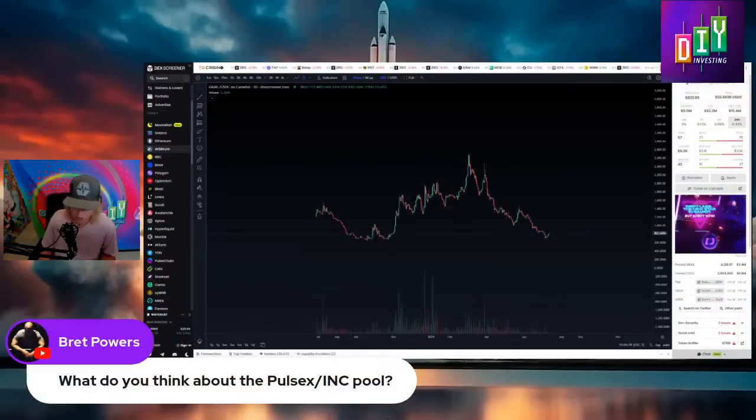What do you think about the PulseX incentive pool? Are you talking about farming the PulseX and ink pool? Personally, I would avoid farming spot ink. Do not farm your spot ink. You should take your PulseX, your Pulse chain, your Hex, and your stable coins, pair those together, and then farm for ink.